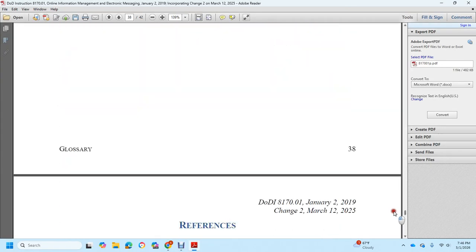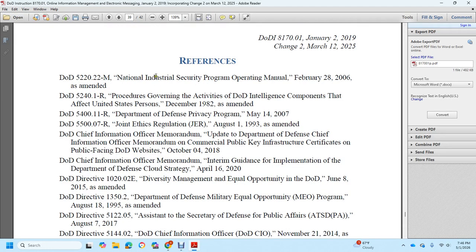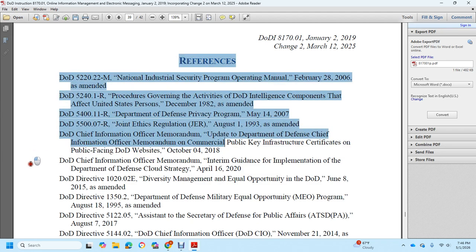Okay, real quick at the references. We have the National Industrial Security Program Operating Manual, Procedures Governing the Activities of DoD Intelligence Components that Affect United States Persons, Department of Defense Privacy, Joint Ethics Regulation, Update, Department of Defense Chief Information Officer Memorandum, Commercial Public Key Infrastructure Certificates on Public-Facing DoD Websites. We're going to highlight that one.